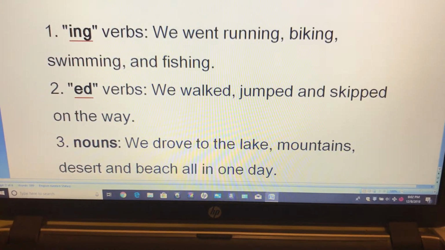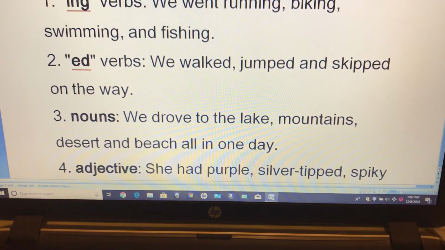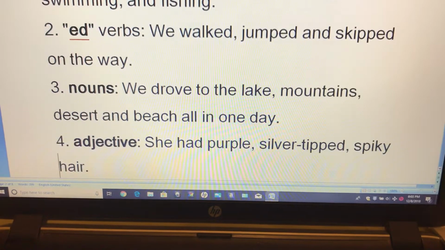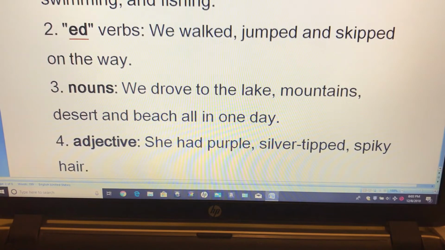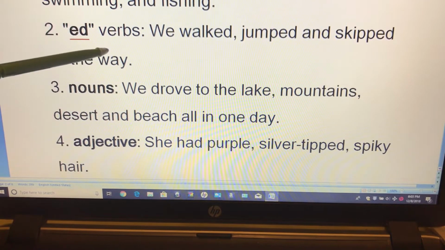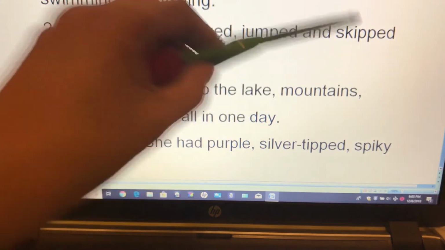It's almost like rhyming, like in poetry, kind of like that, but not really, not quite. It's just an analogy I'm using. So again, this makes it sound nice, right? It makes it look good on paper as well. So the next one would be ed. The verbs that end with the letters ed. So those verbs would be we walked, jumped, and skipped on the way.